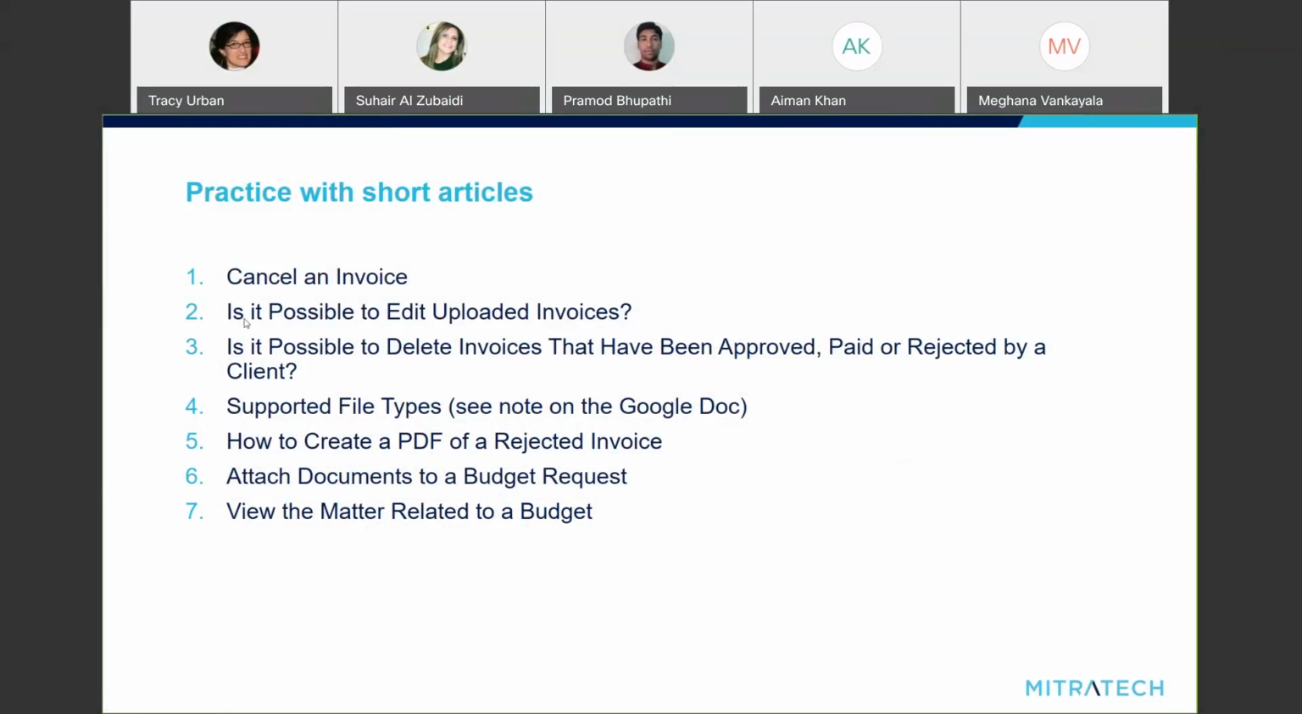Tracy, I'm going to take number 1. Amin, you take number 2. Meghna, you take number 3. Pramod, if you have time, you can take number 4. And if you don't have any time, Suhair, number 5. I think I already did one of the articles related to budget. Okay. All right. Great. So Suhair, can you take number 5, and we'll just go through this list here.